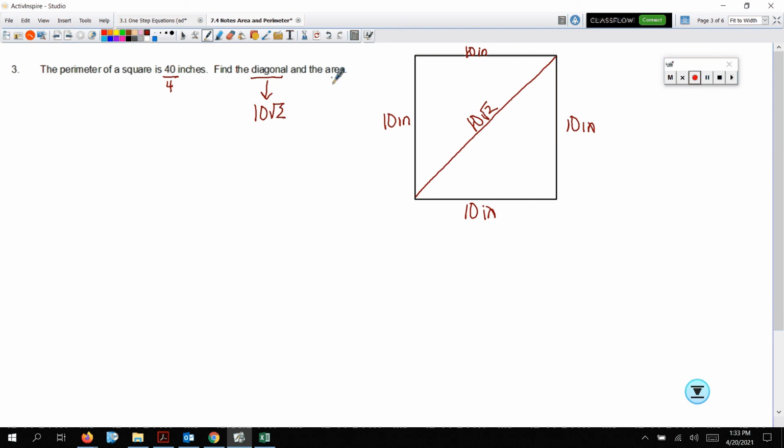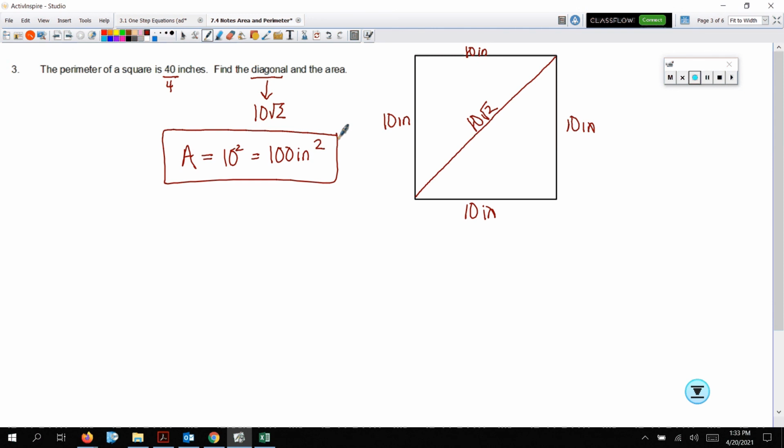Now the area is side squared, so that's 10 squared, which is 100 inches. Oh, I wrote 10. Let's see. 100 inches squared.